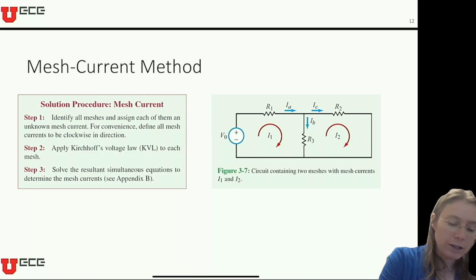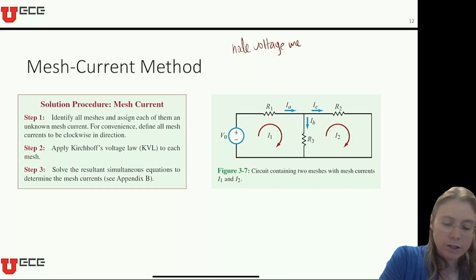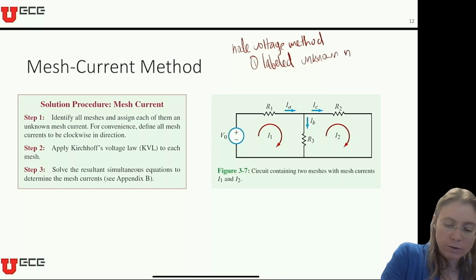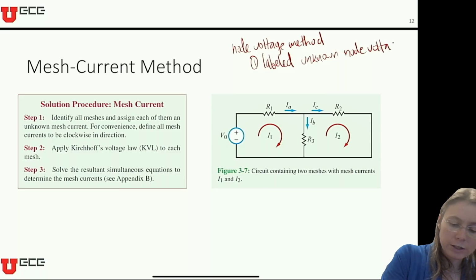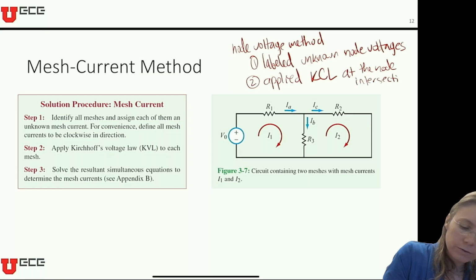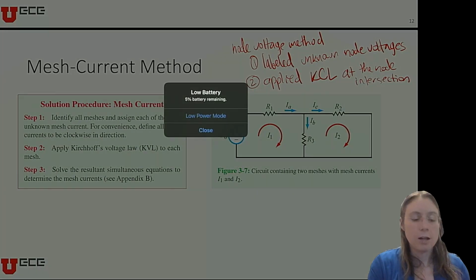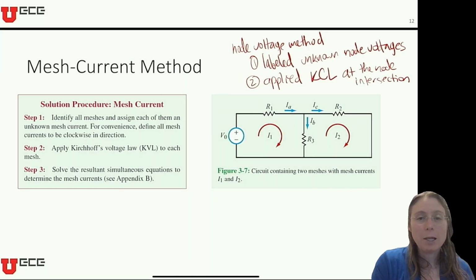So with node voltage method, if you remember, we labeled unknown nodes, specifically their voltages, and then we applied KCL at the node intersection. So we're going to do kind of the exact opposite. We're going to do the exact opposite for mesh current method.